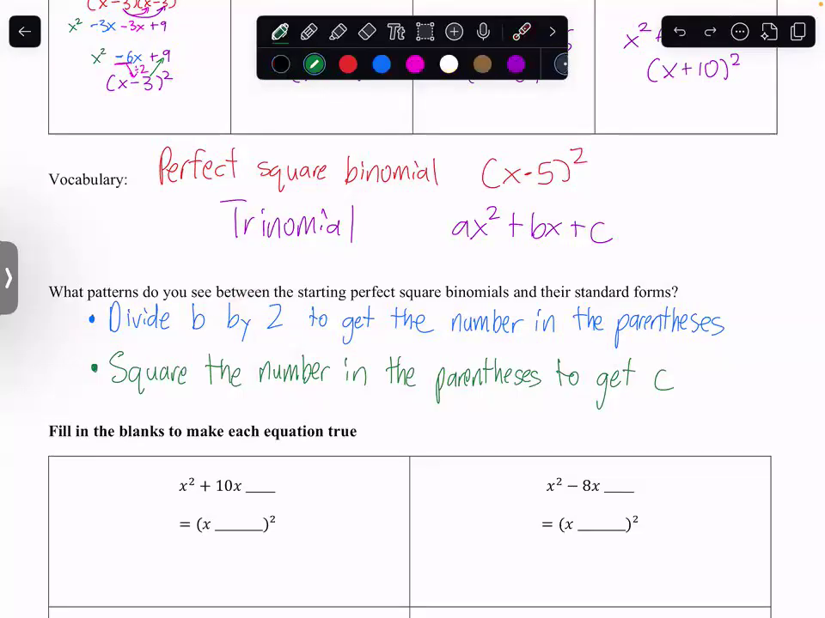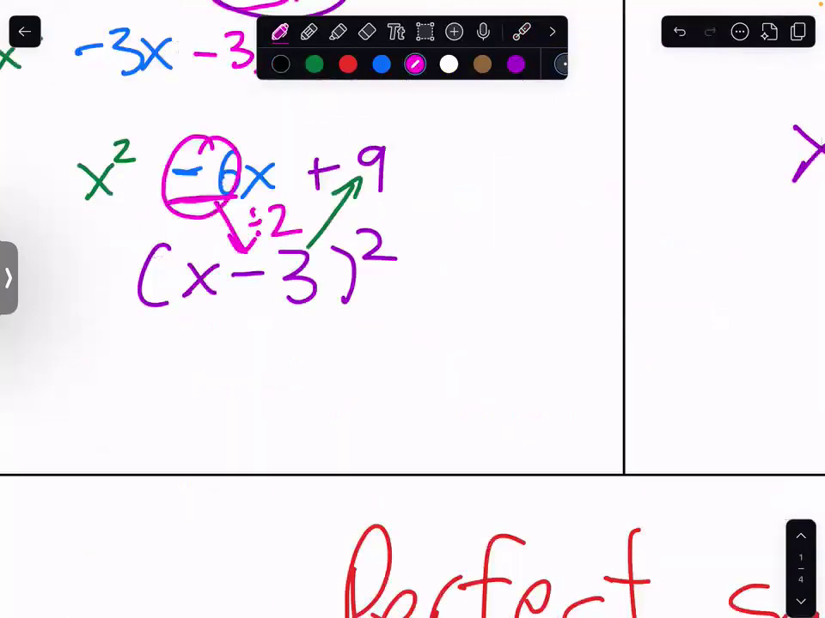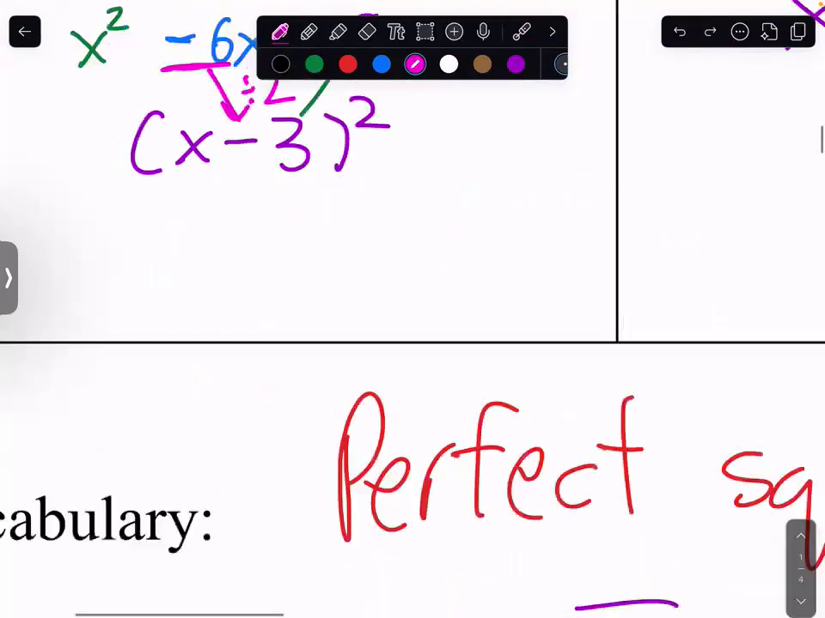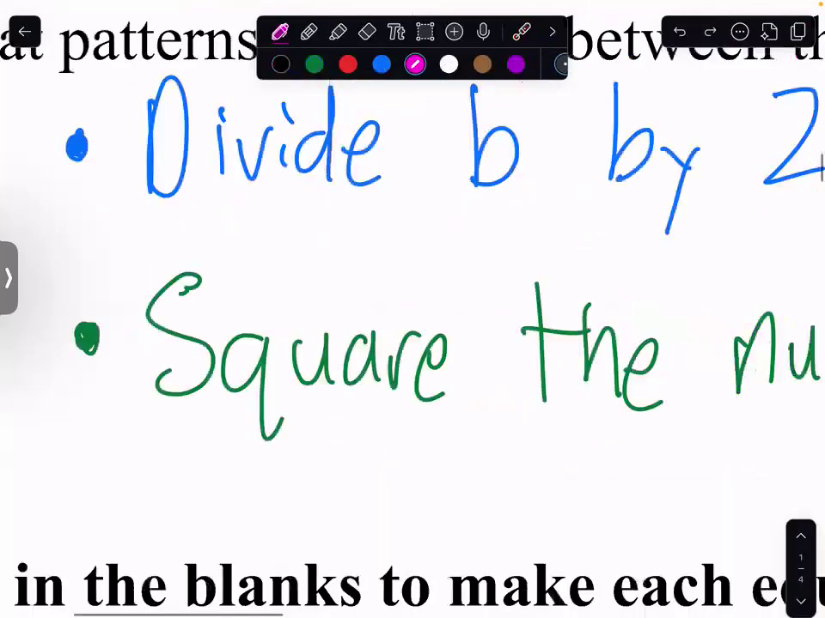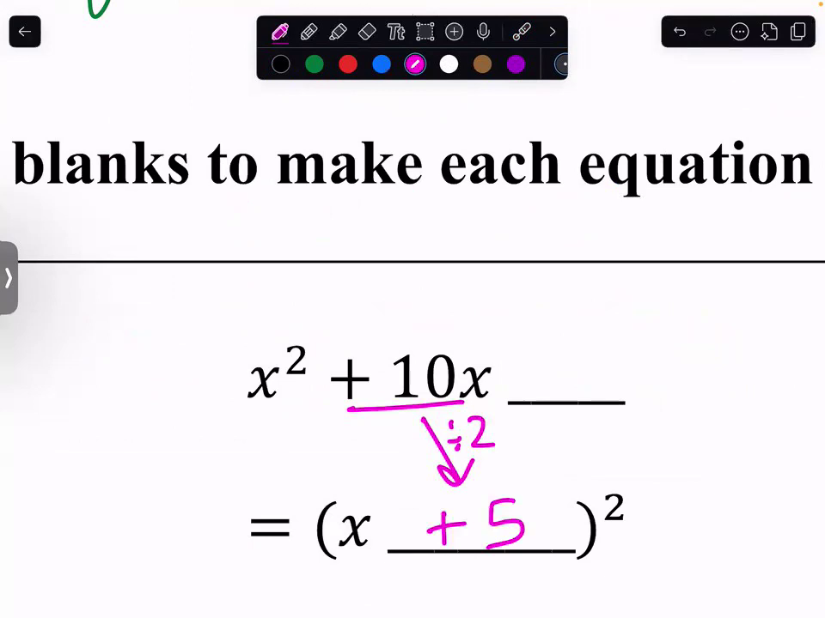First, using Finn's pattern, you said you always divide the b value by 2 to get the number in the parentheses. So for this problem, we will divide the b value of 10 by 2. 10 divided by 2 is +5, so it'll be a +5. A common mistake is students divide the whole 10x by 2 and write 5x instead. That would not be correct because then these would combine. They would be like terms. So remember, b is just the number, it doesn't include the x.